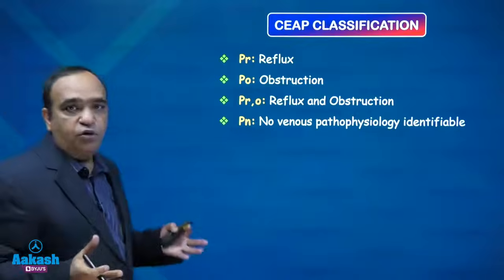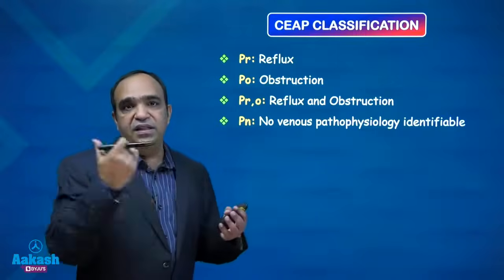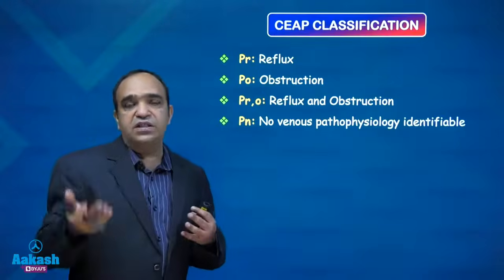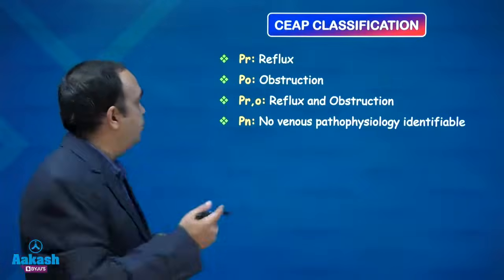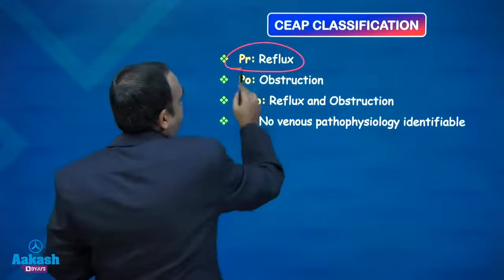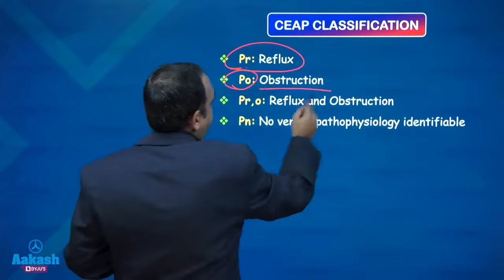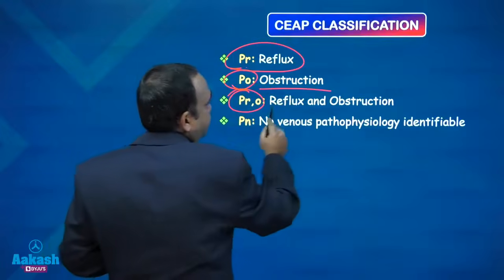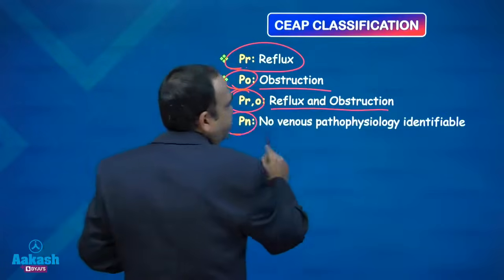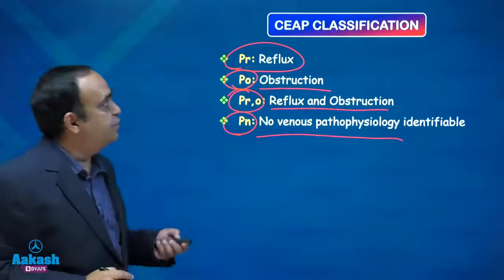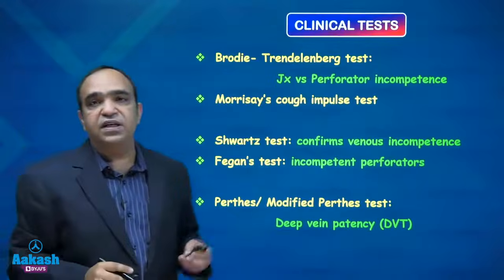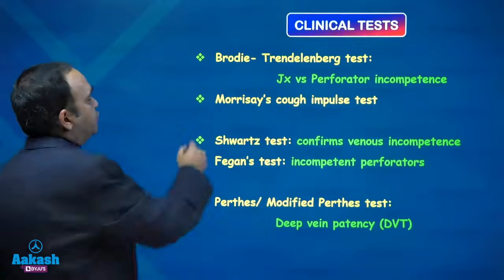Then pathophysiological, we have seen either it's pure reflux or secondary to obstruction or a mix of both, right? So PR is pure reflux, PO is secondary to obstruction, PR,O is both reflux and obstruction, and PN is no identifiable pathophysiology. So this is the CEAP classification. This is again very, very important.